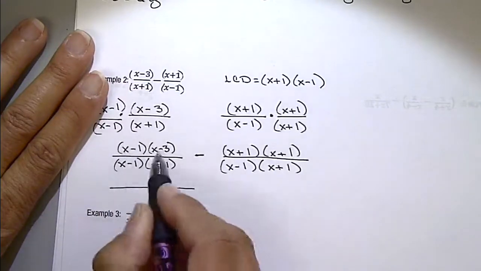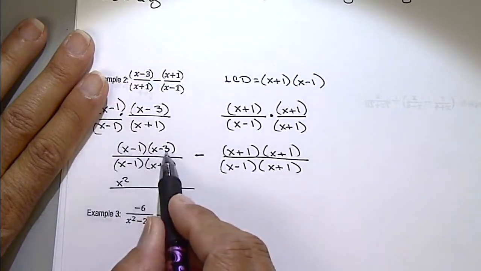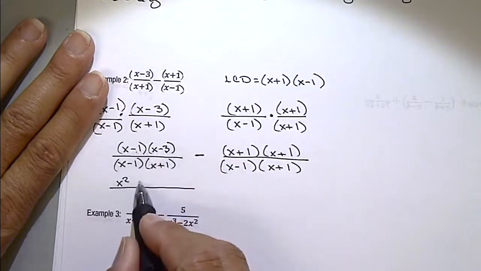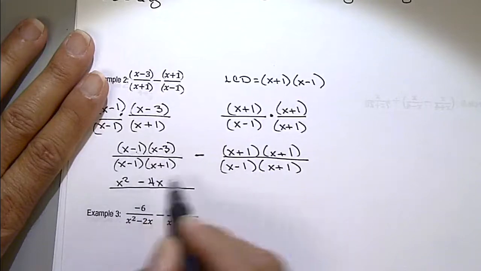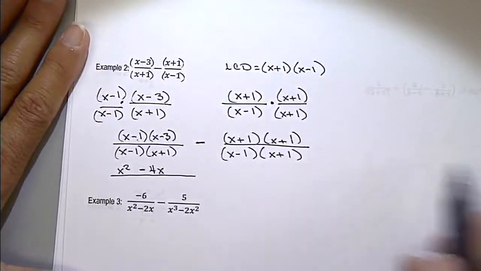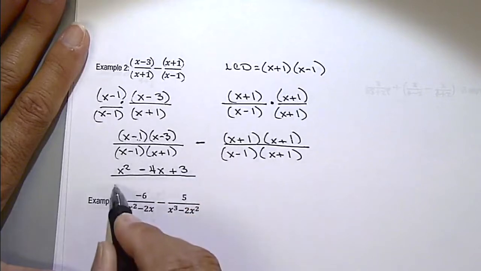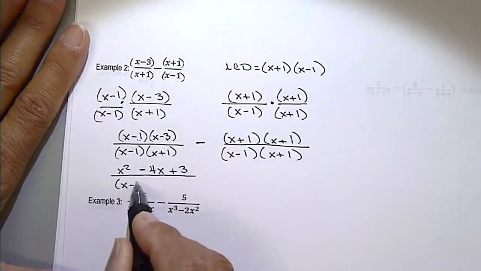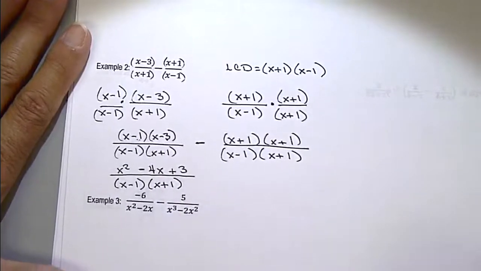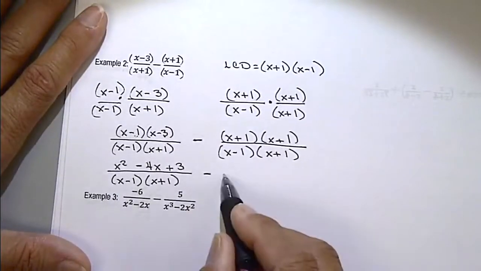let's FOIL, x times x. And then let's do outside, x times negative 3 is negative 3x. Inside, negative 1 times x is negative 1x. When I combine them, I get a negative 4x. You've been doing this for a while, so I'm expecting some of it to come easy. Negative 1 times negative 3, positive 3. There's my trinomial. It's over this same denominator. I'm not going to FOIL the denominator, okay? Because later on I may have to factor the numerators. Let's put our minus here.